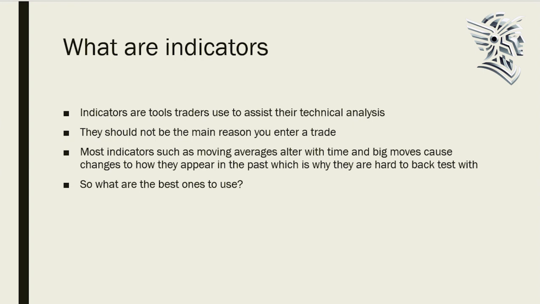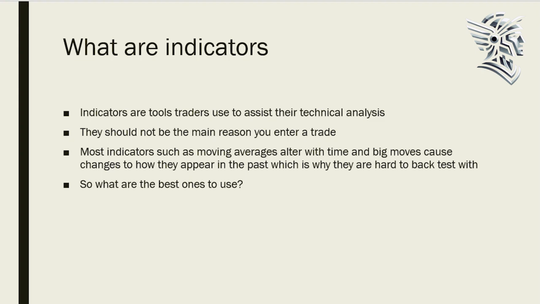So what actually are indicators? Indicators are tools that traders use to assist their technical analysis, but they should never ever be the main reason you enter a trade. Most indicators such as moving averages alter with time, and big moves in the future cause changes to how they appear in the past, which is why they're hard to backtest. This is why they're known as lagging indicators.